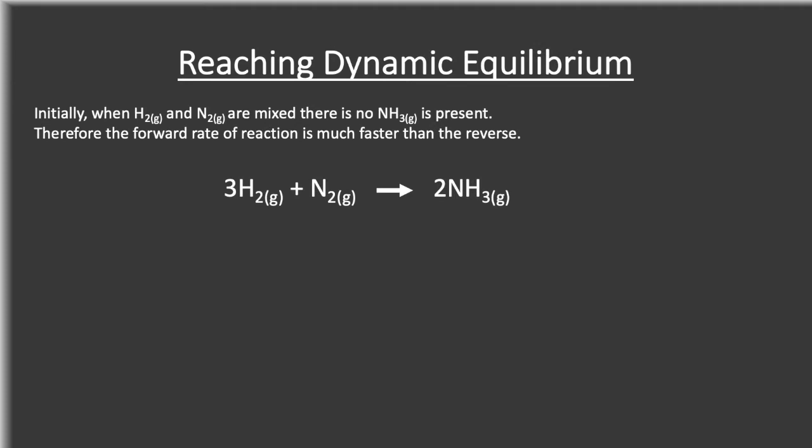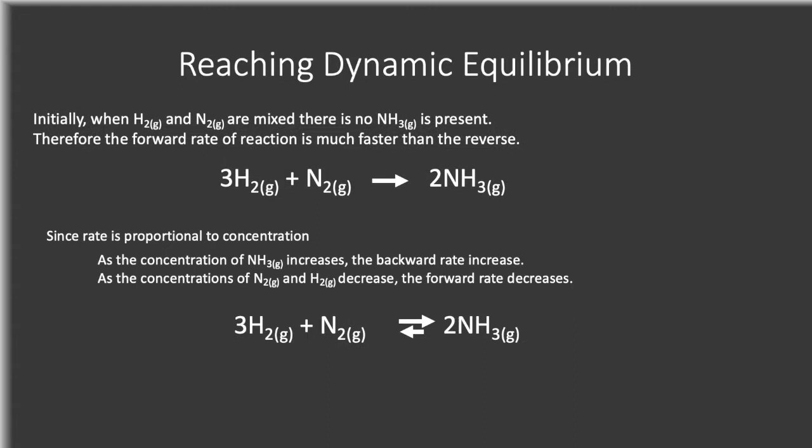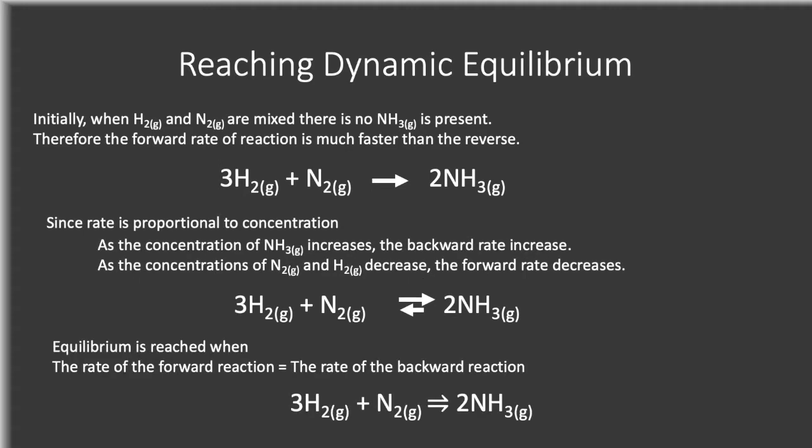So, how do we reach dynamic equilibrium? Let's have a look at the Haber process. Initially, when we mix them together, no ammonia is present at all. Therefore, it's only the forward reaction that is actually happening to make ammonia. However, as the concentration of ammonia increases, the backward reaction rate will increase as well. And conversely, the concentration of hydrogen and nitrogen will be decreasing, and therefore the forward rate will decrease. And finally, we get to the stage where the rate of forward reaction is the same as the backward reaction, and therefore we have reached dynamic equilibrium.